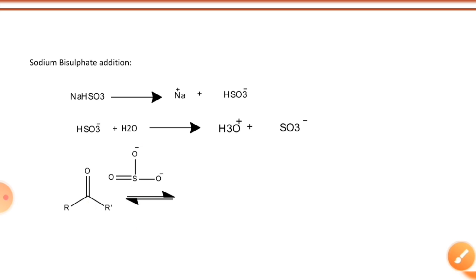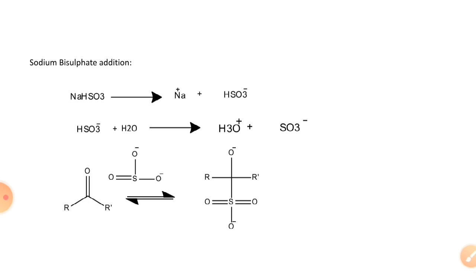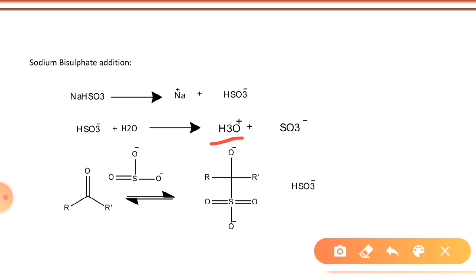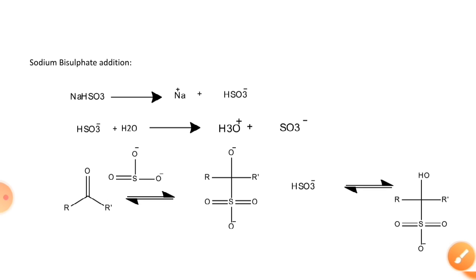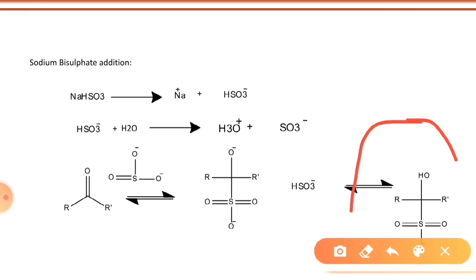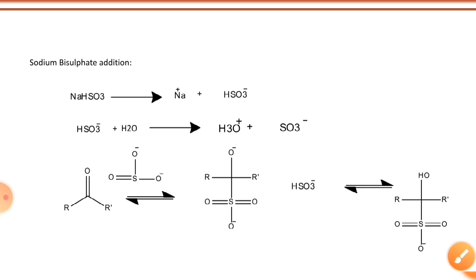And as in the previous steps, here O negative will form, and in the next step protonation will occur to the ketonic or aldehydic O negative. So protonation will occur to the carbonyl oxygen, and in the medium H3O plus is present, and H3O plus will give you H plus and H2O, and O negative can take this H plus from the medium, and the next step that will form, and this is the sodium bisulfite adduct. This is the sodium bisulfite adduct.